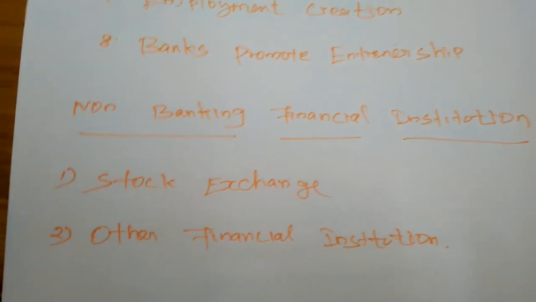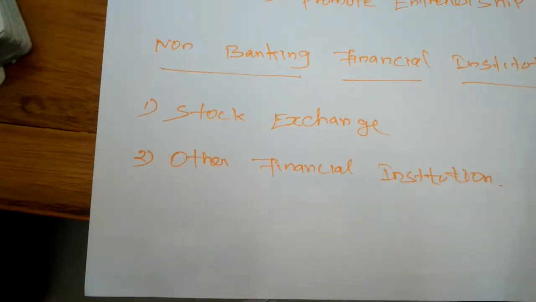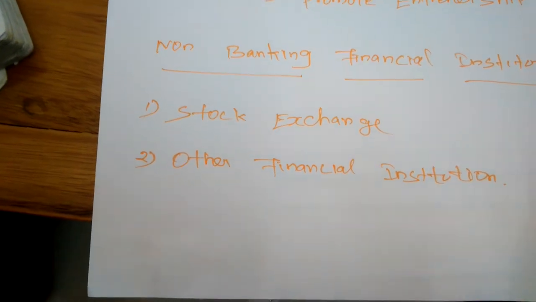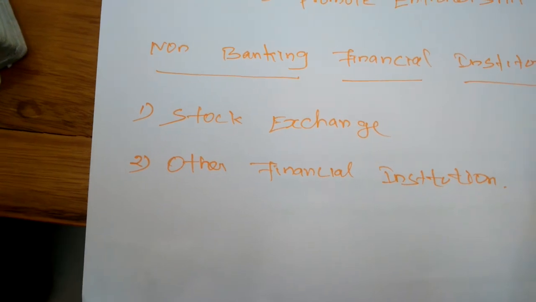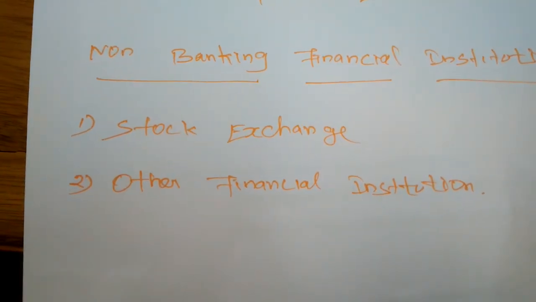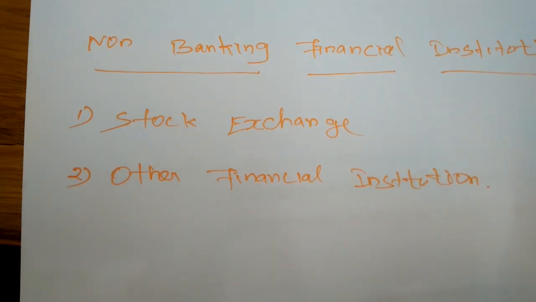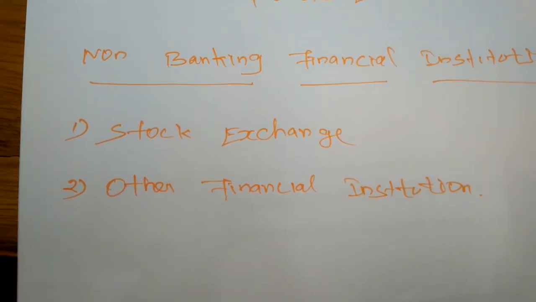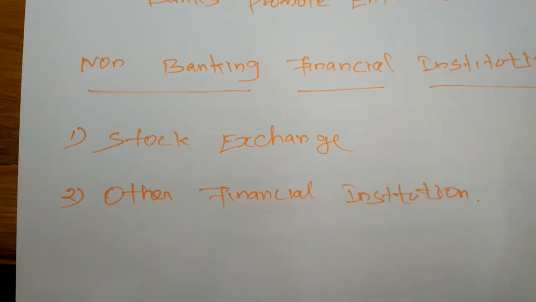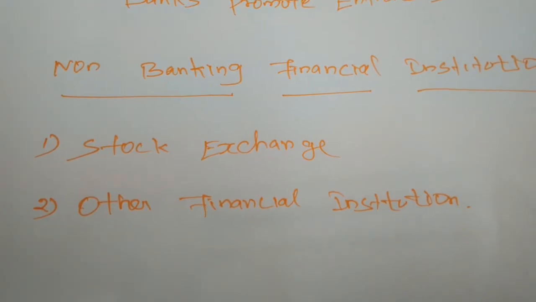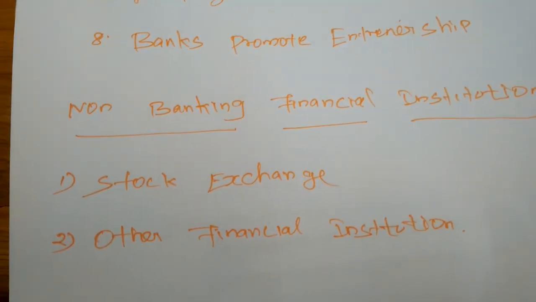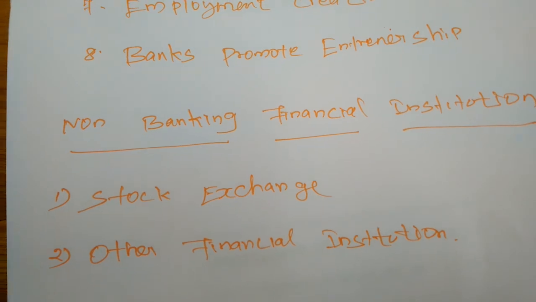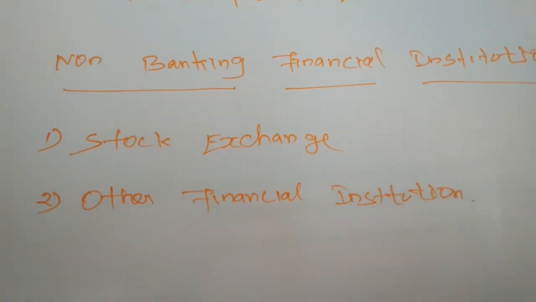Next, non-banking financial institutions. A non-banking financial institution is a financial institution that does not have a full banking license or is not supervised by the central bank. If any financial institution is not supervised by the central bank, it is considered a non-banking financial institution. It does not have a full banking license either. For example, stock exchanges or other financial institutions like LIC, unit mutual funds and GIC, and in our nation more financial institutions are there.